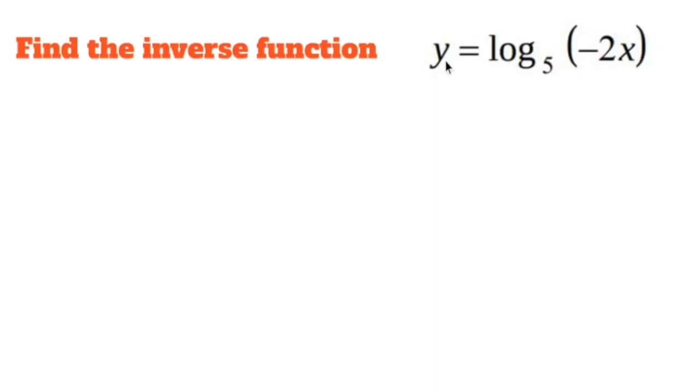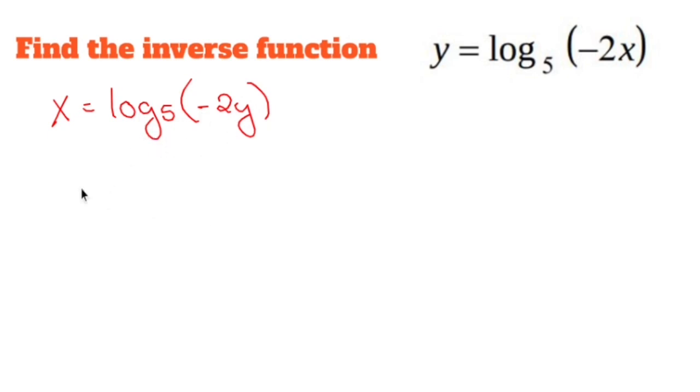Find the inverse function of y equals log base 5 of negative 2x. All right, whenever you're trying to find the inverse, the first thing that you do is take the x and the y and swap it. So I'm going to make this x equals log base 5 of negative 2y. What I need to do is solve for my new y, but this is an absolute mess. I mean, y lives inside of a log inside of a parentheses. This is terrible. So let's turn this into exponential form.